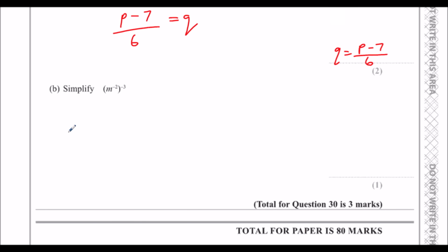Part B, simplify. M to the power of negative 2, all to the power of negative 3. So when we've got brackets with indices, we multiply the powers. So negative 2 times negative 3 is a positive 6. A negative times a negative is a positive. So it's M to the power of 6.